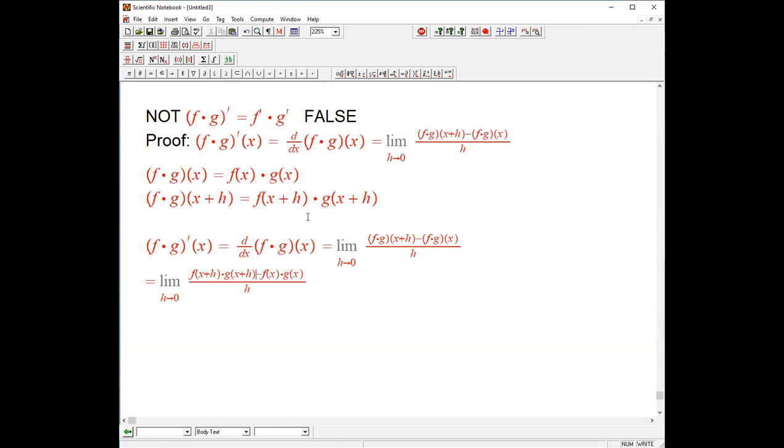Okay, so certainly we're going to add a 0. But this 0 is carefully chosen. So we're going to get f of x times g of x plus h. We're going to add this piece and we're going to subtract the same piece. So we're adding a 0. We're adding a whole piece. That is a 0. Okay, and now let's see what we can do.